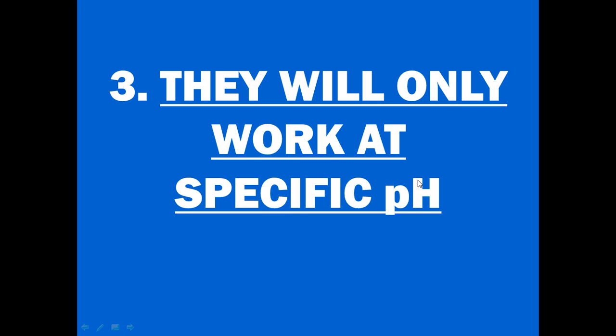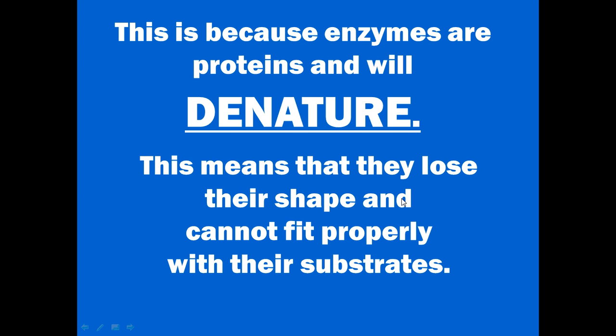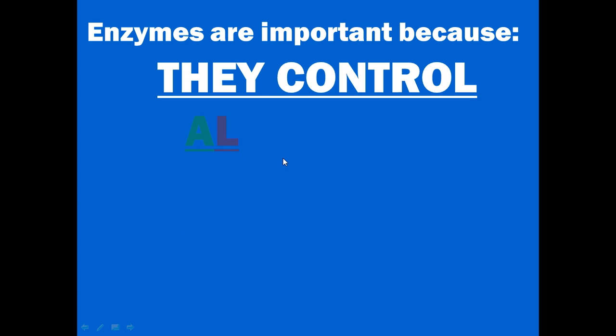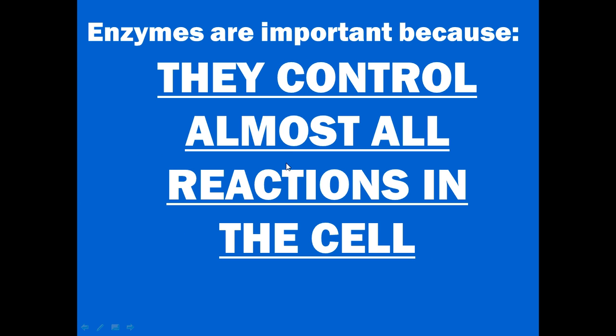Another instance is specific pH. If it gets too acidic or too basic, enzymes generally won't work. And when enzymes don't work and they change shape, that's the term we call denature. Enzymes are important because they control everything in our body.